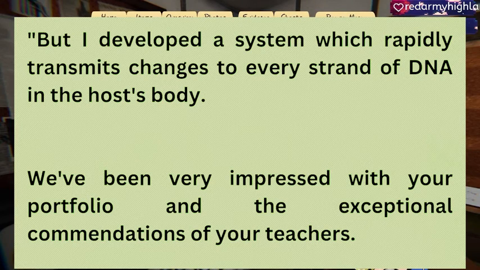But I developed a system which rapidly transmits changes to every strand of DNA in the host's body. We've been very impressed with your portfolio and the exceptional commendations of your teachers.